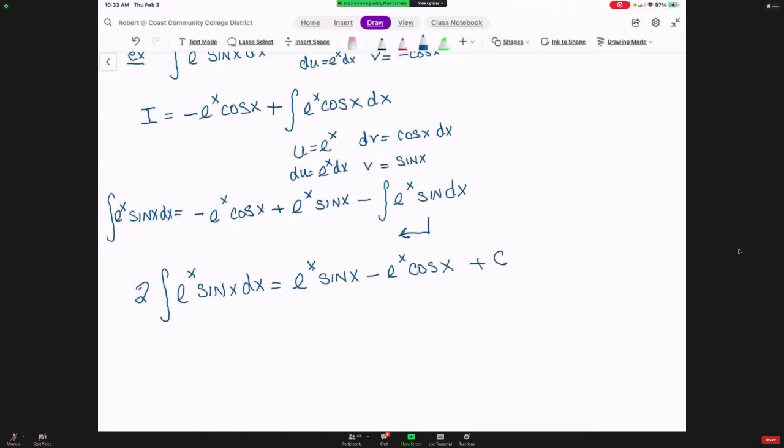Plus a constant c. So if I divide everything by 2, we end up with the integral of e to the x sine x dx equals, minus 1/2 e to the x cosine x plus a half of a constant c, which is just c. All right, so sometimes we have to employ this kind of stuff.